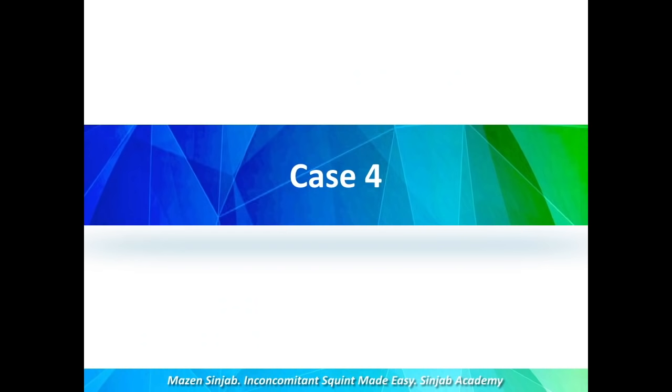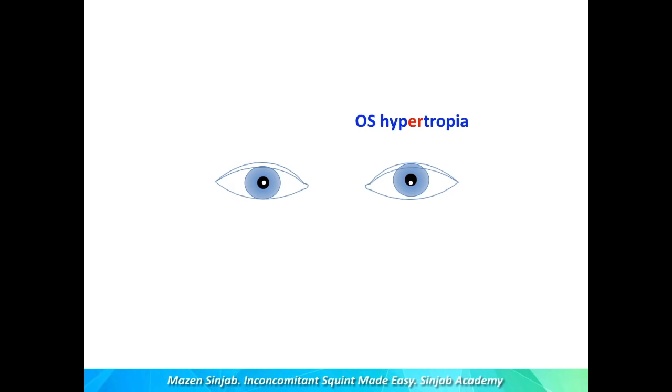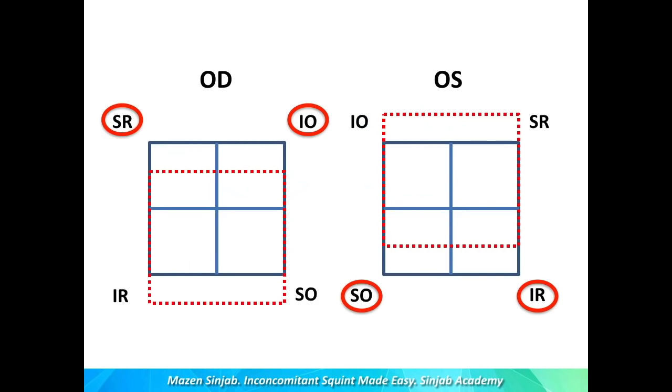Case number 4. A patient came with left eye hypertropia. Now I'm going to discuss how to find the muscle that is affected and how to find the best option of treatment. Because it is left eye hypertropia, the accused muscles are left eye superior oblique or inferior rectus, right eye superior rectus, and inferior oblique.